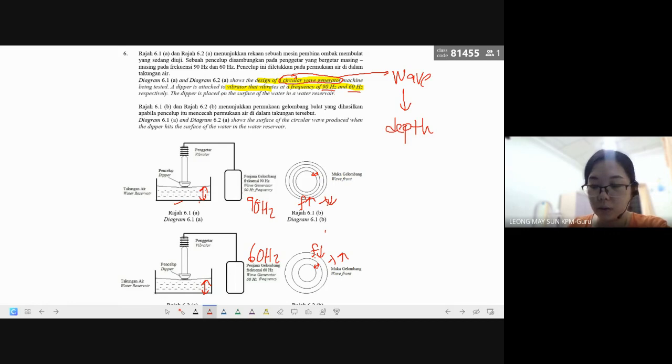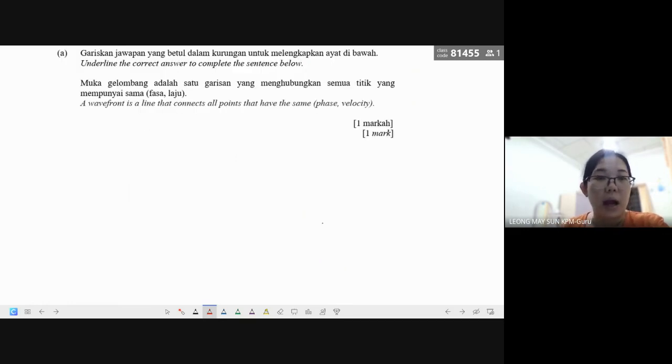Okay, so now I'm going to go to the next question. Underline the correct answer to complete the sentence below. A wavefront is a line that connects all points that have the same phase or velocity. Please answer inside the chat box. A wavefront is a line that connects all points that have the same phase or same velocity.